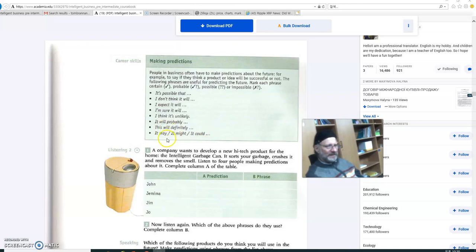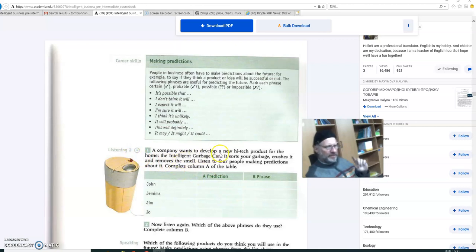Okay? It may, it might, it could. So there are all these different prediction starters. Okay, I'm going to pause for a minute because I'm going to read from the book, number 2. So you listen.